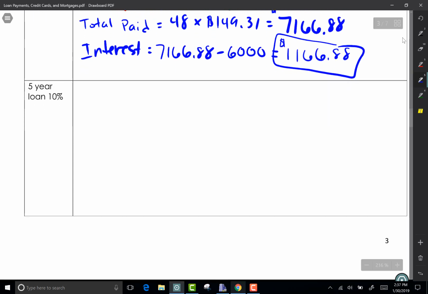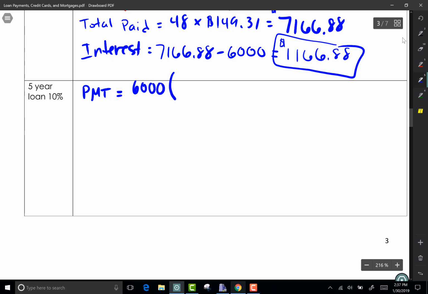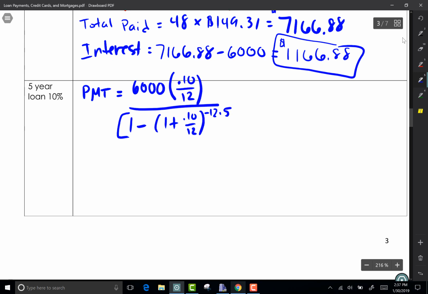Okay, last one, I want to calculate the payment for each month for a 5-year loan at 10%. So I have 6,000 times my APR is going to be 10%, so 0.10. It's still monthly payments, so over 12. And 1 minus 1 plus 0.10 over 12, all raised to the negative 12 times 5 years now. Okay, so let's highlight where we need to put the parentheses.